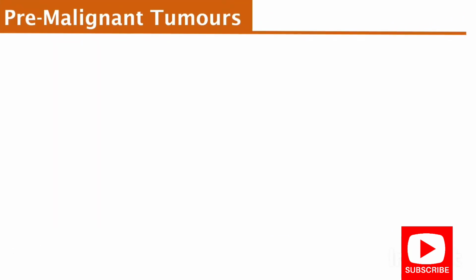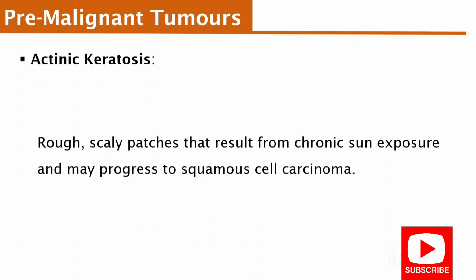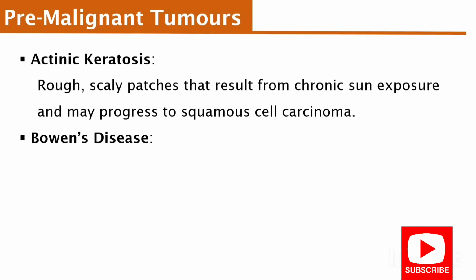Now let's look at the pre-malignant tumor. That means the ones that are likely to develop to malignancy. Does that make sense? Then you can have actinic keratosis. After that, you can have Bowen's disease.